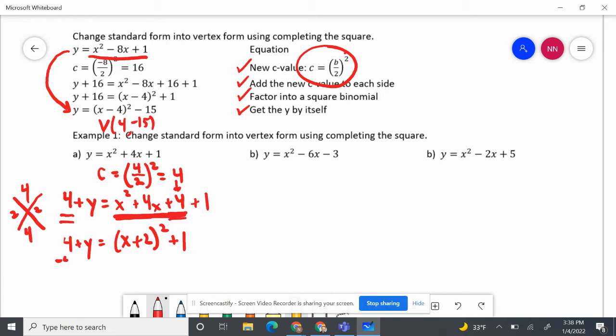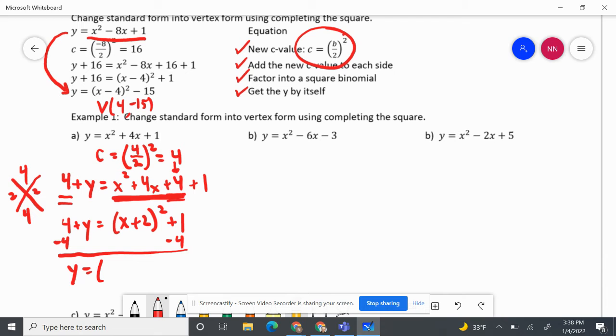Then we're going to continue to get the y by itself by subtracting the 4, and that gives us y equals x plus 2 squared minus 3. And so we turned standard form into vertex form. Let's look at another example.